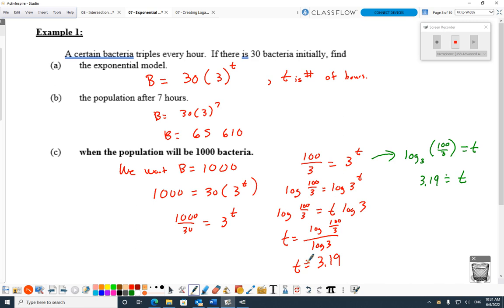Someone raised their hand and goes, I like this thinking. I like 3 to the power of moves over to become log base 3. And after the trick you showed us last week, can't I just do that then? I don't have to do log of both sides. Can't I just do log base 3 of 100 over 3, and then to type it in my calculator, I go log 100 over 3 over log 3? And the answer is absolutely. That is another way to go about this question. So there's actually 3 ways to go about this question.